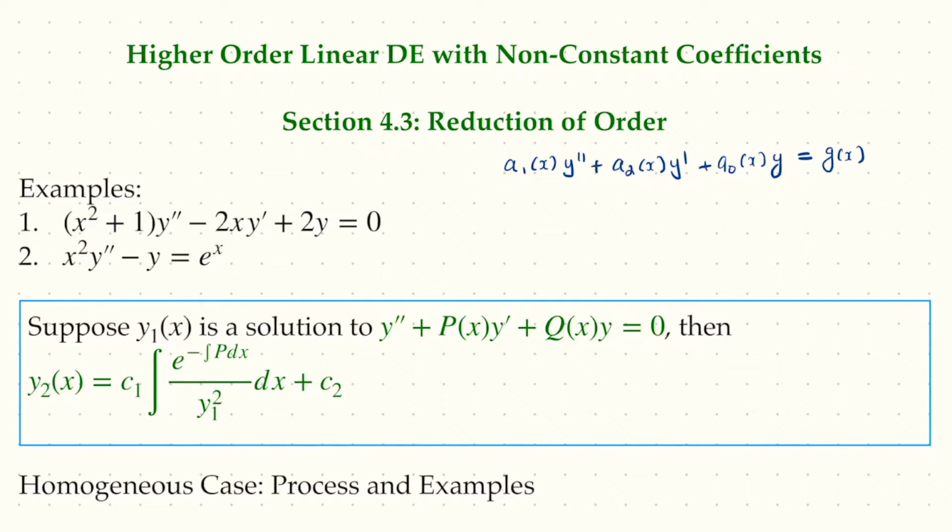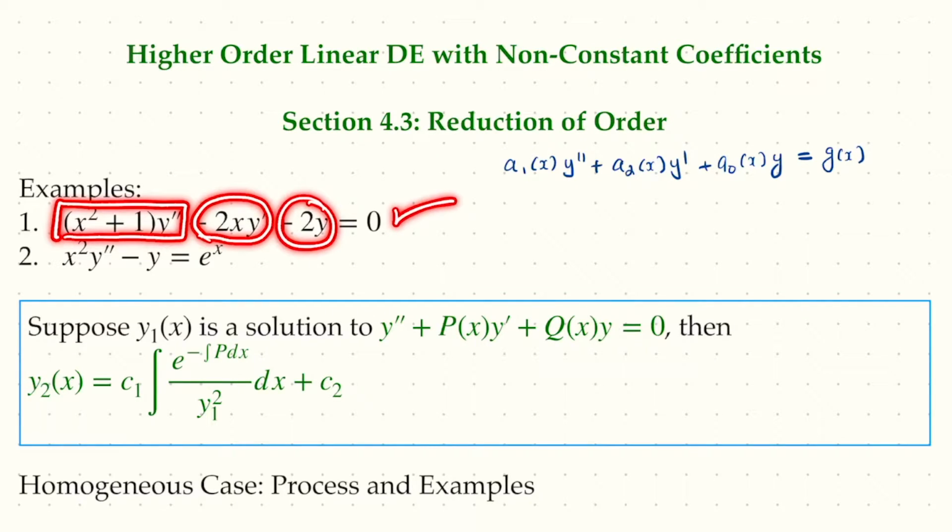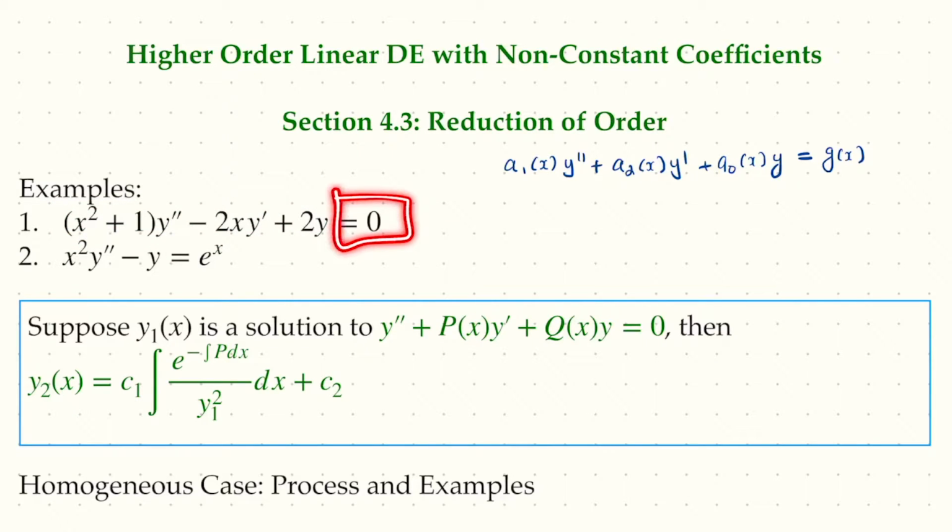Here's an example: x squared plus 1 times y double prime minus 2x y prime plus 2y equals 0. Again, this is a homogeneous problem where the coefficients are non-constants. A constant coefficient equation looks different, but this one has non-constant coefficients. So this is an example of a second order linear differential equation with non-constant coefficients.